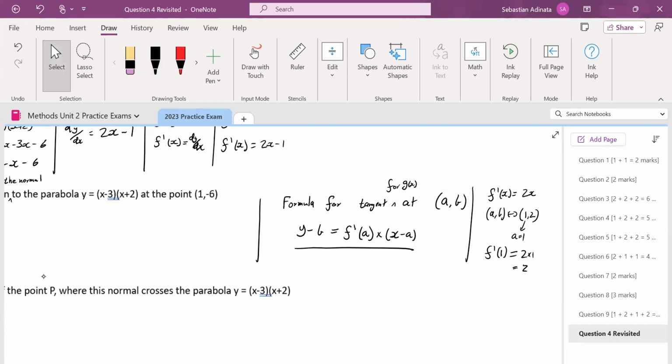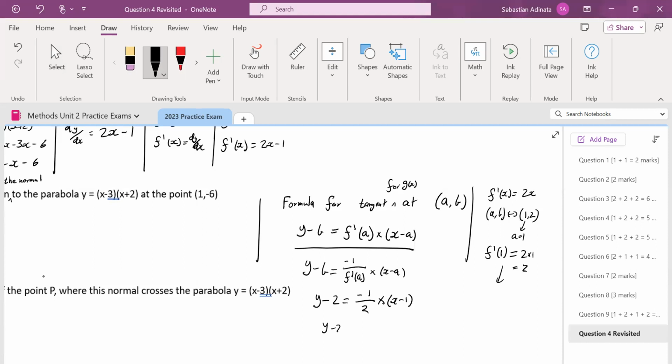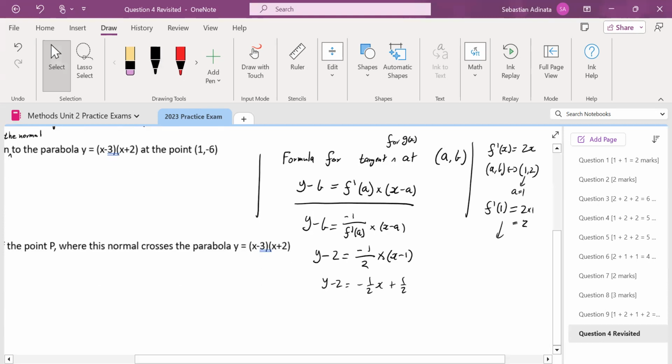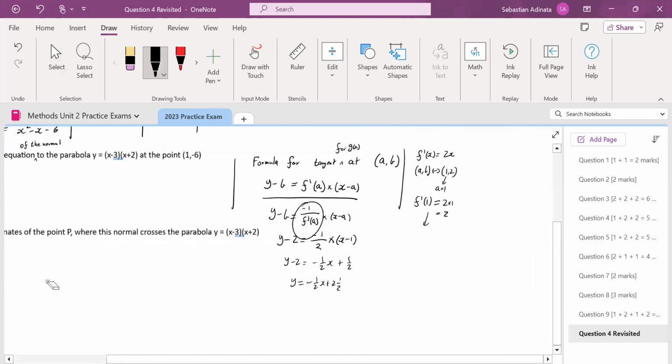Now our normal is very, very similar. It's the exact same thing except negative 1 on top. So if we were to plug it back in, it would be y minus 2 is equal to minus 1 on 2 times x minus 1, which is minus 1 half x plus 1 half. Y is equal to minus 1 half x plus 2.5. So that's just the key distinction, the negative reciprocal. So this is normal, and this is the tangent. And this is for f of x, or for g of x. Oh, sorry. Replace all the f's with g's, but you get the drift.